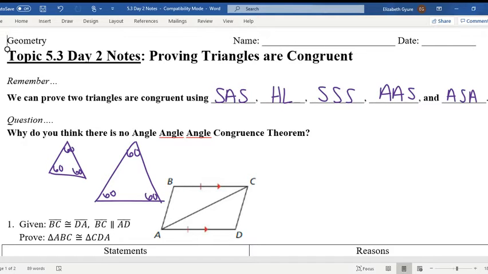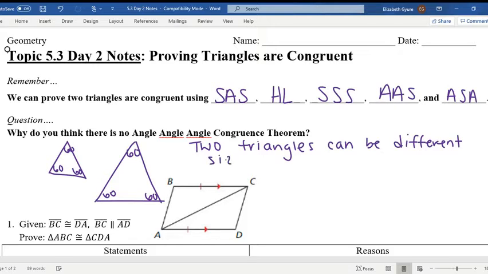So what we're going to say is that two triangles can be different sizes but still have congruent angles. Okay, so 2 triangles can be different sizes but still have congruent angles.